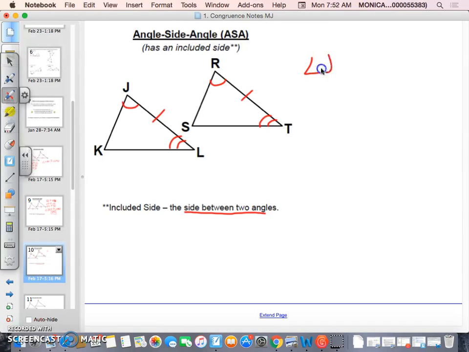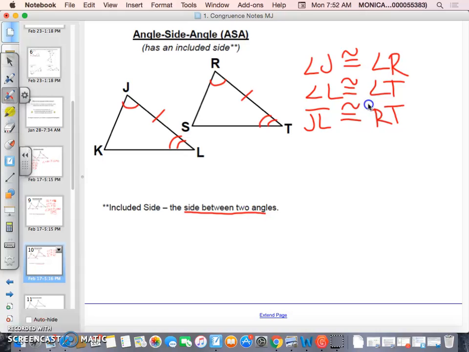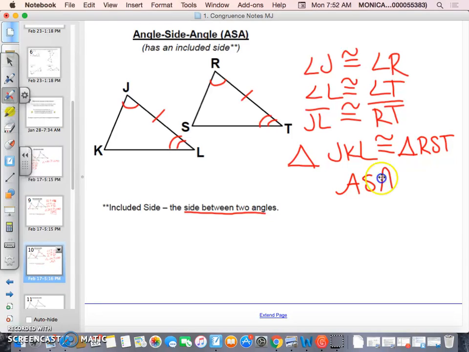So first I would say, this is my congruence statement, angle J is congruent to angle R. They correspond to each other. I can say that angle L is congruent to angle T. Therefore, the side in between them, JL, is congruent to RT. Then I can say for certain that these 2 triangles, JKL, is congruent to triangle RST. And I would say this by using angle, side, angle.